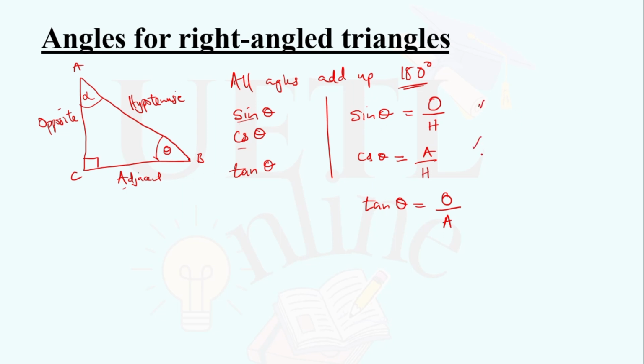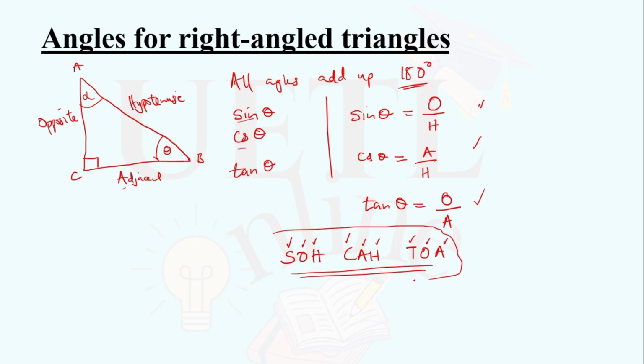The easy way to remember them is to say SOH CAH TOA. SOH, CAH, TOA. So sine equals opposite over hypotenuse, cos equals adjacent over hypotenuse, and tan equals opposite over adjacent. This is the way you can remember this very easily.